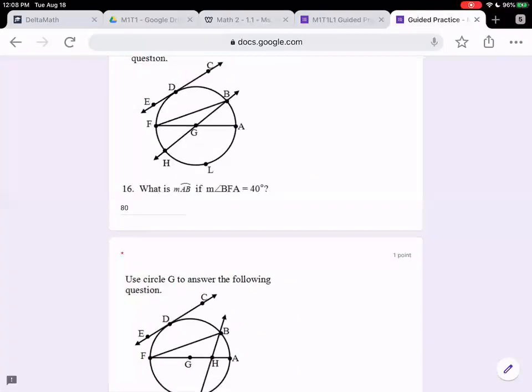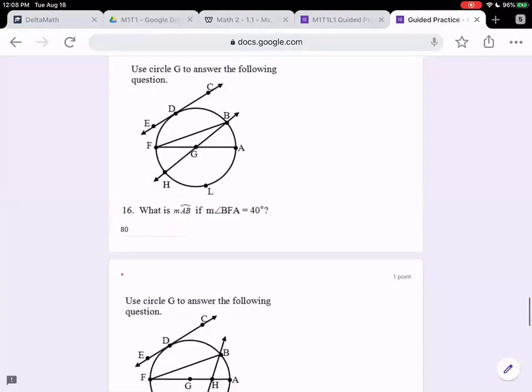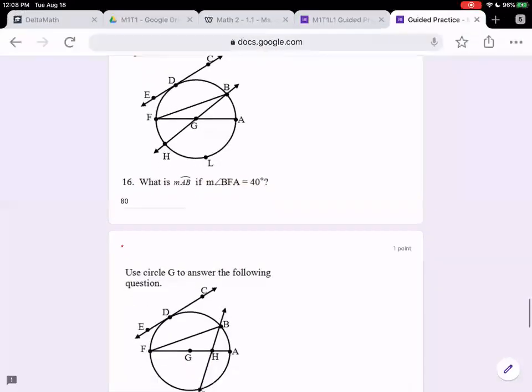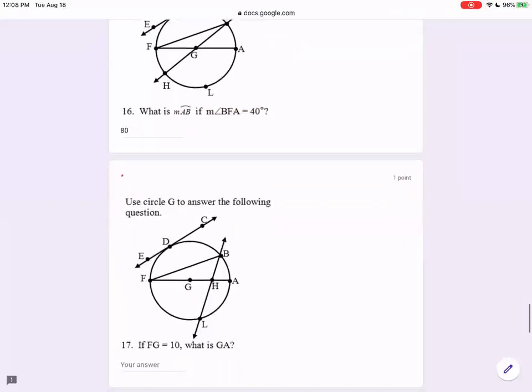Are we on number 17 right now? Oh, we're about to be. Yeah, I think everyone's internet's going at different paces. It's a little bit hard to tell. I can understand.